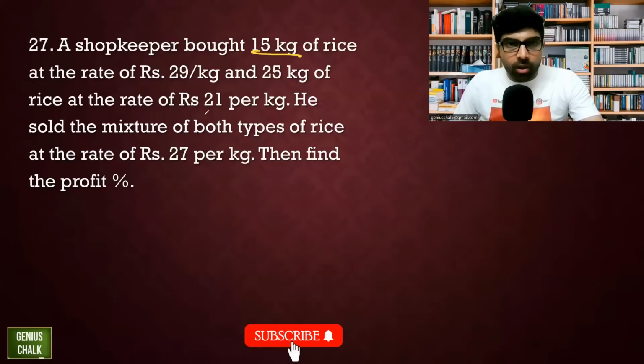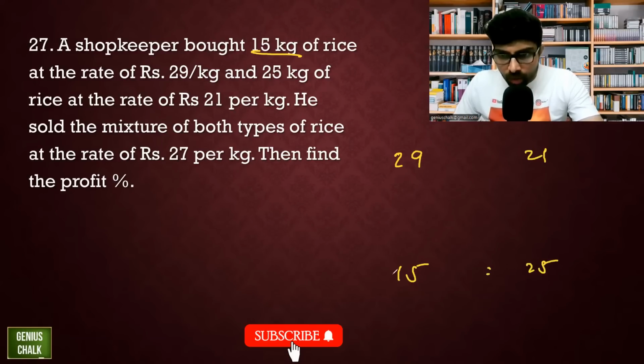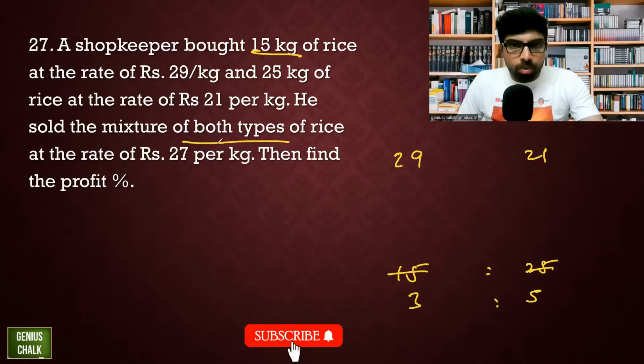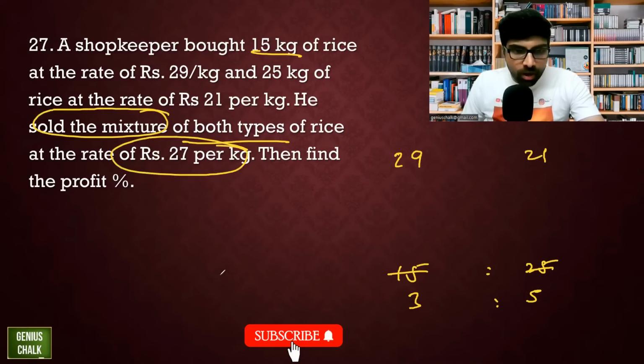15 kg of rice at 29 per kg. So 29 per kg, 15 kg of rice. 25 kg at 21 rupees per kg. It is 25. What is the ratio? It is 3:5. Now, mixture of both types at 27. Now, this is the selling price of mixture given. Please make sure you are not mistaken here. It is the selling price of mixture. If the selling price of mixture is given, we have to find the cost price of mixture. Apply the formula or use it directly.